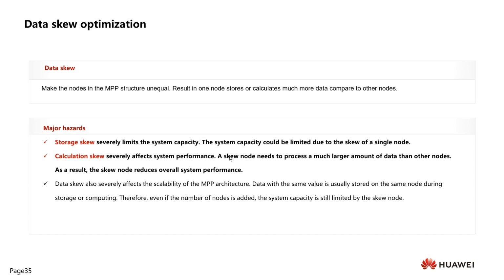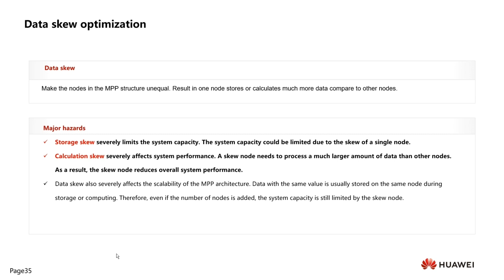Storage skew severely limits the system capacity. The system capacity could be limited due to a skew of a single node. And calculation skew severely affects the system's performance. The skew node needs to process a much larger amount of data than other nodes, and as a result, the skew node reduces the overall system performance.